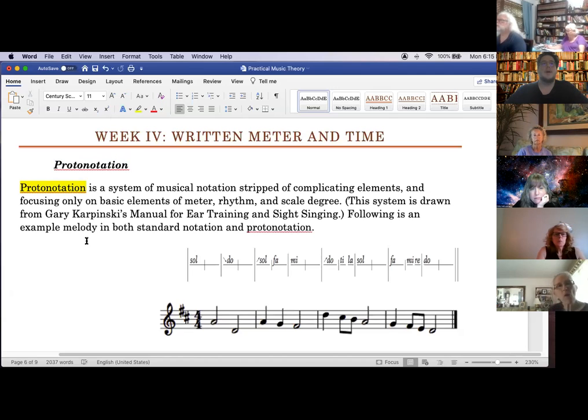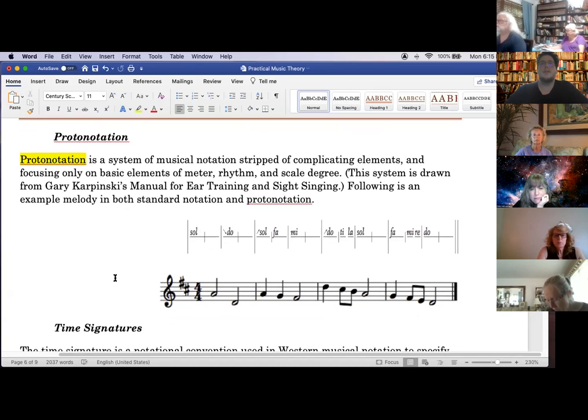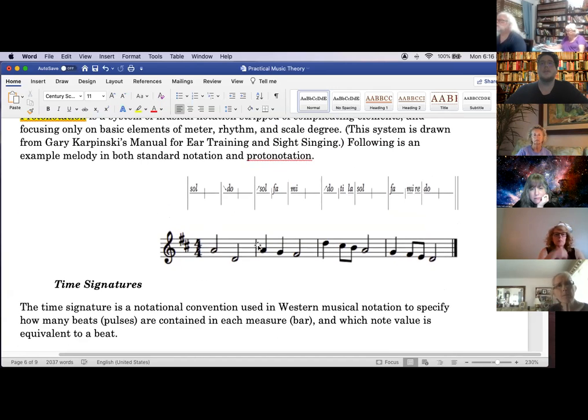Following is an example melody in both standard notation and proto-notation. So here you can see, here's the standard notation for this melody. I'll sing it for you. So, do, so, fa, mi, do, ti, la, so, fa, mi, re, do. And this is Karpinski's idea of proto-notation. This is actually really complicated. I'm going to show you a more accessible one.